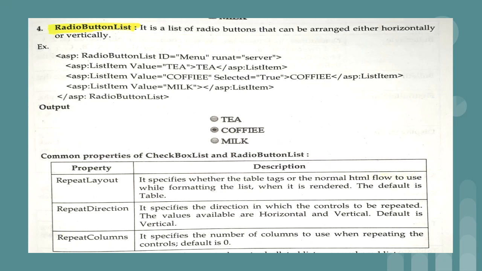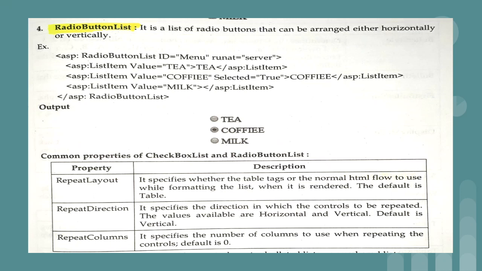Again, like a checkbox list, here also you can set the value, and tea, coffee, milk, which we have written, is enclosed within a ListItem tag. So this is nothing but the text which is going to be displayed. These are the three radio button list options we are providing. So in the source code, if you write this example, you will get to see the output which is displayed on the screen.